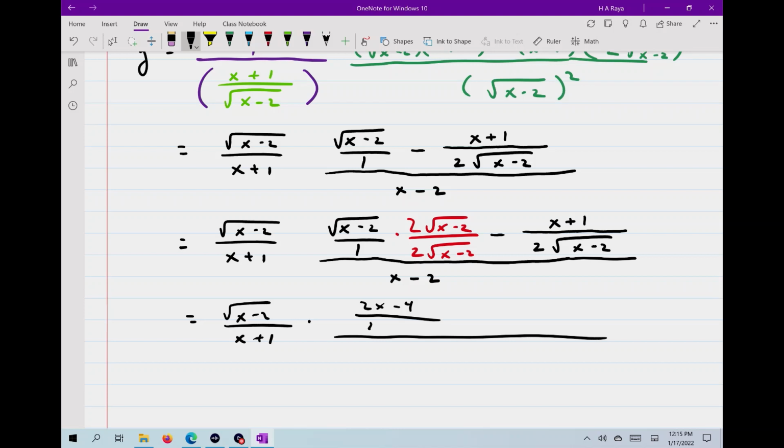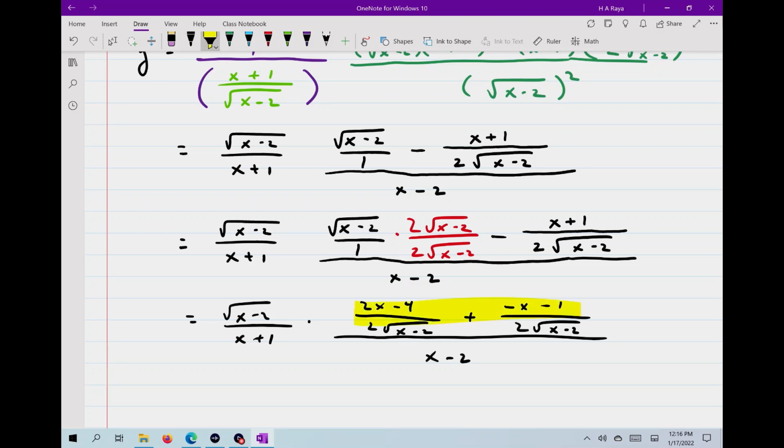And this will be over 2 radical x minus 2. For this guy here, I'm going to take the negative sign out front and distribute it through to both of these terms to get negative x minus 1 over 2 radical x minus 2. And the denominator will stay as x minus 2.